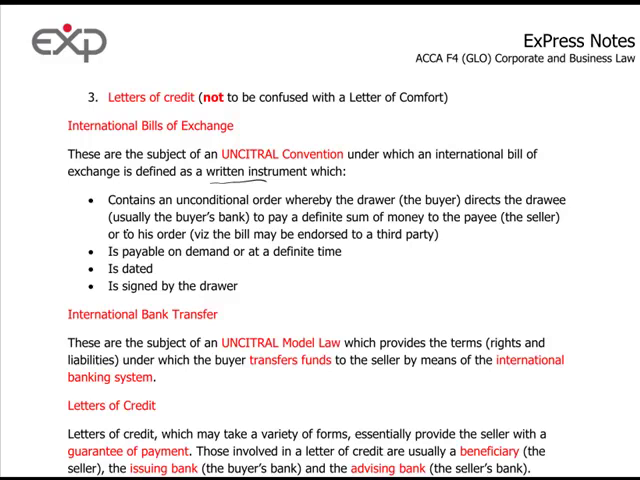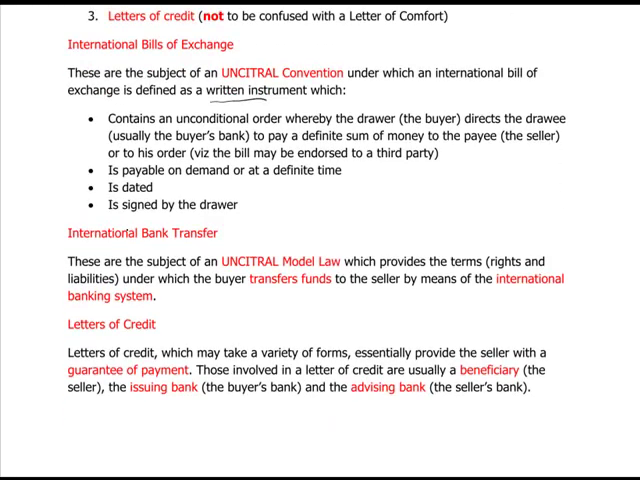International bank transfer, subject to the model, provides terms and rights under which the buyer must transfer the funds to the seller through the banking system. A letter of credit takes a variety of forms, again essentially provides the seller with a guarantee of payment. It involves a beneficiary, an issuing bank, a buyer's bank, and an advising seller's bank. So it's all set up in front of the contract and the goods have not yet left. It's all to create certainty across borders, because one of the hardest things about international trade is, will you get paid?